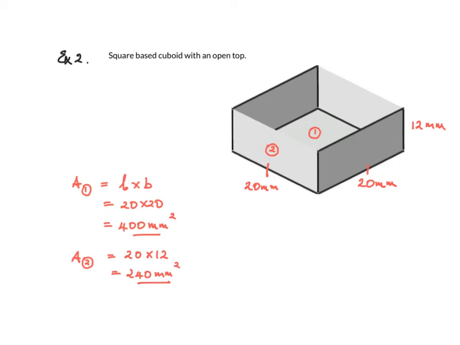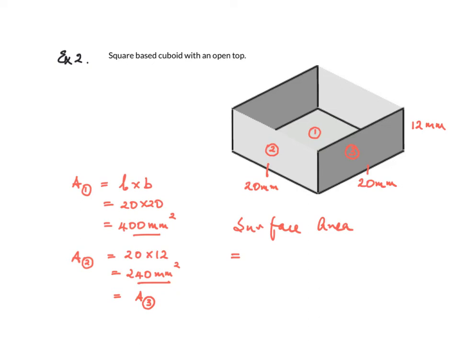Now, lo and behold, when we look at face 3, we find that that is also 20 by 12. Now that shouldn't surprise us, because we are told that the cuboid has a square base. So what I could do then is just to say that equals area 3. Now we have to be careful when working out the total surface area, because remember there are only 5 faces.